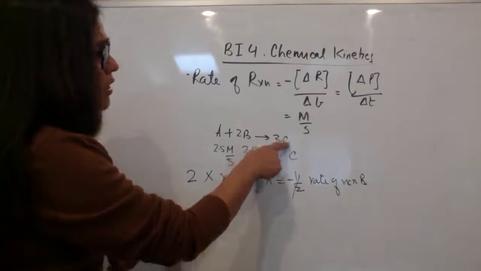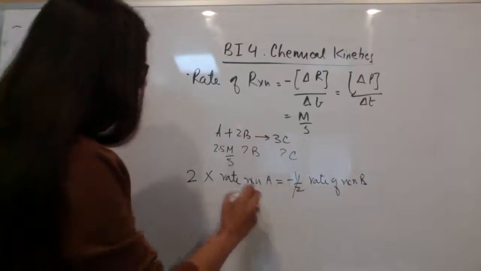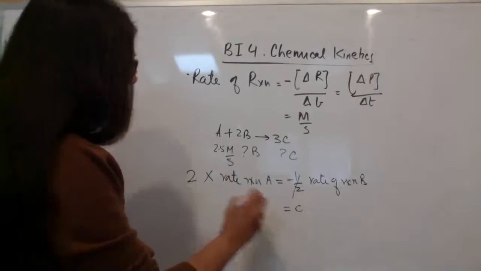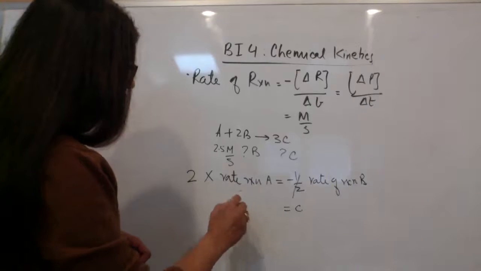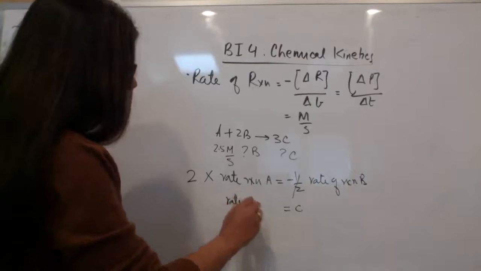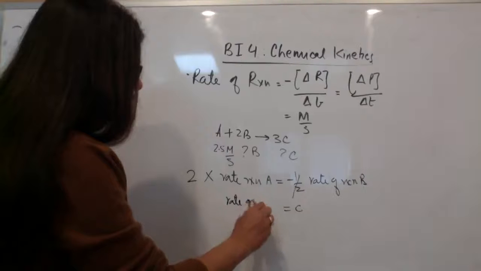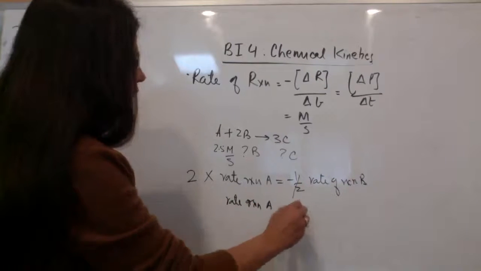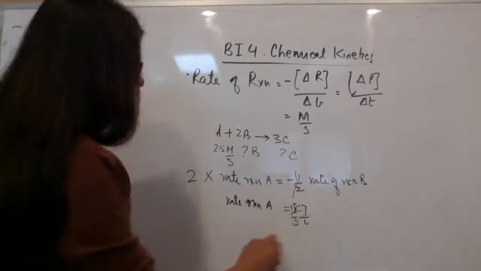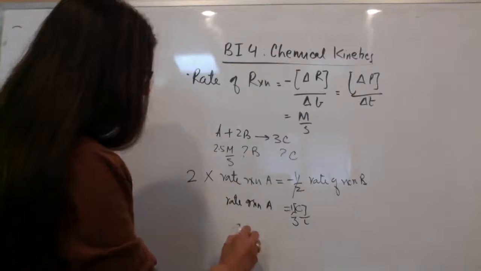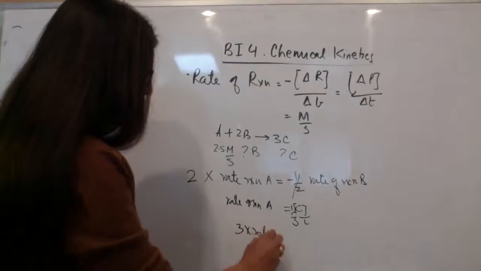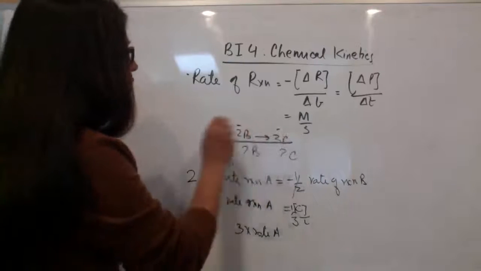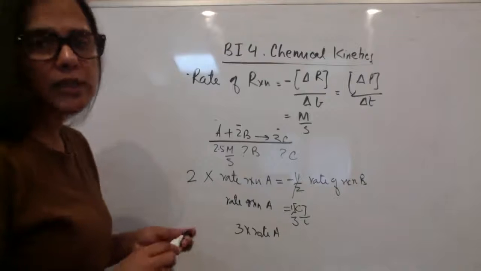If you are asked rate of reaction of C based upon A, then rate of reaction of A will be 1/3 rate of reaction of C. So rate of reaction of C will be 3 times rate of reaction of A. So remember this relationship with the coefficients and the rates.